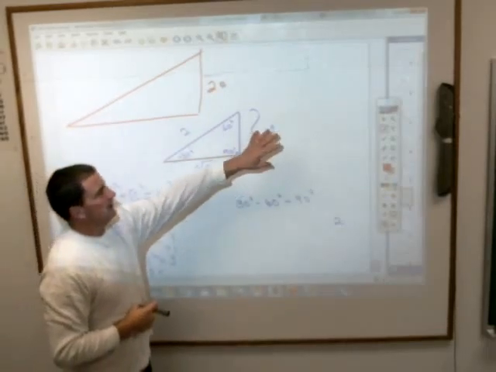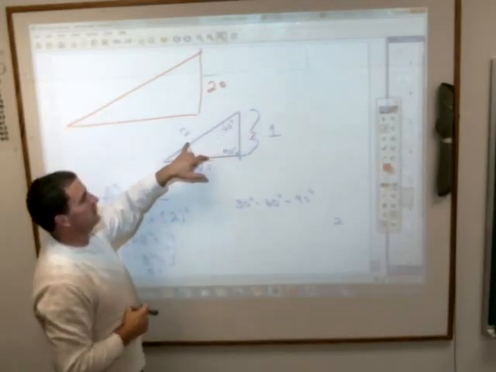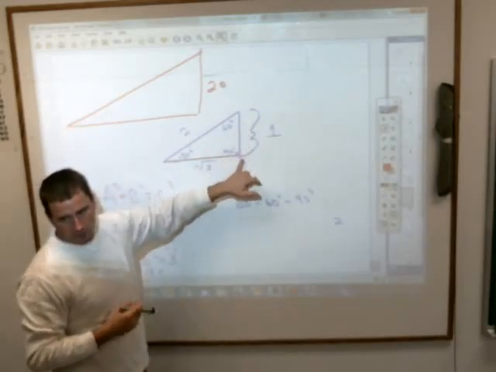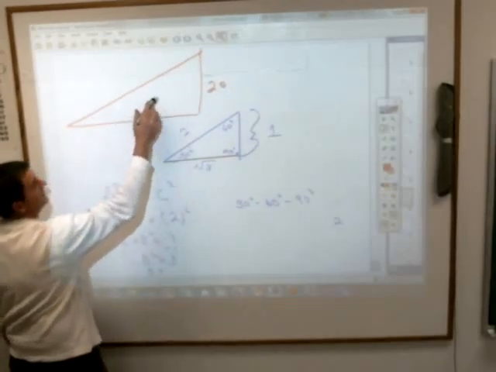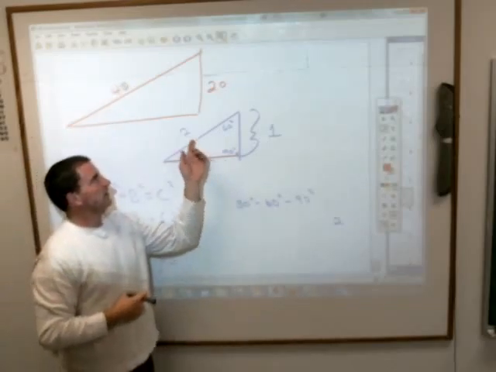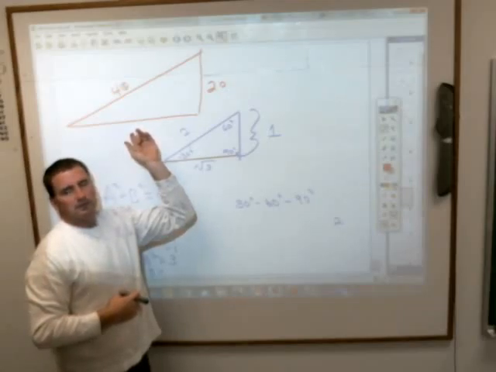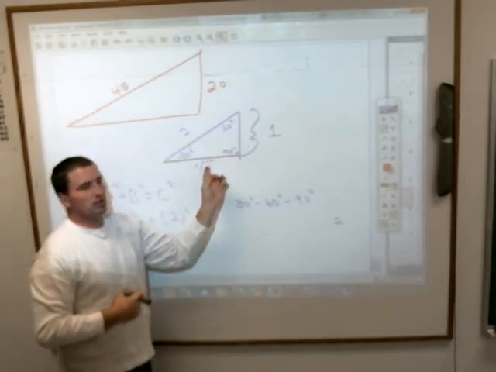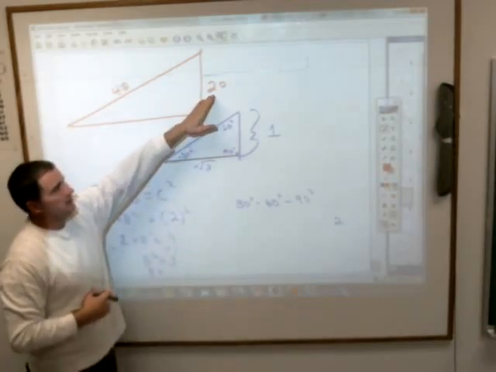In other words, if this was 1, what's the relationship of 1 to 2? The hypotenuse is always double whatever the short side is. So if this is 20, I automatically know the hypotenuse of this thing is 40, and I automatically know that this side is going to be the square root of 30. No, to go from 1 to the square root of 3, I multiply by the square root of 3. No, you can't do that.